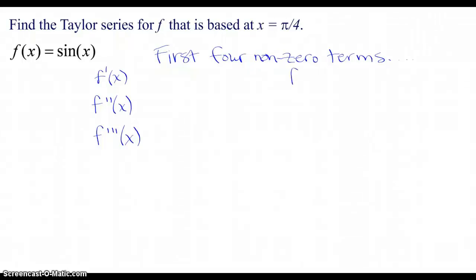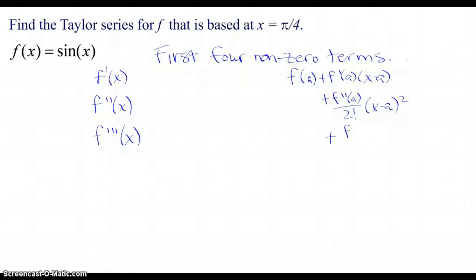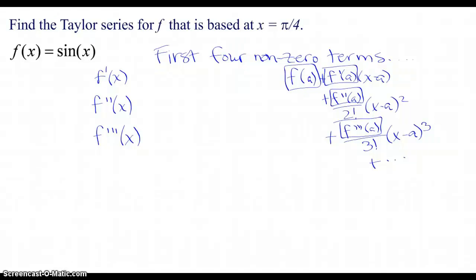Because remember, we have f of a plus f prime of a times x minus a. That's 2 terms. Plus f double prime at a over 2 factorial times x minus a squared. There's the 3rd term. And f triple prime at a over 3 factorial times x minus a cubed, and then plus dot dot dot if we're making a series instead of an approximating polynomial. That's the very least we're going to need for the first 4 non-zero terms. If any of these values are 0, then we're going to have to generate another term. All right, so let's do this.